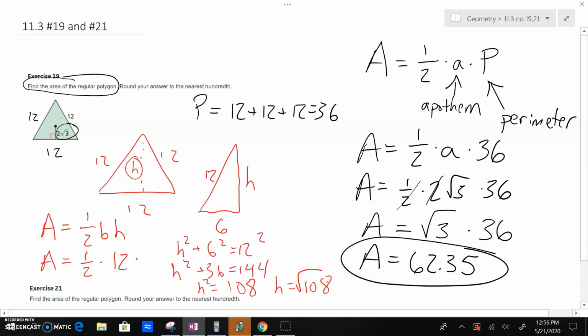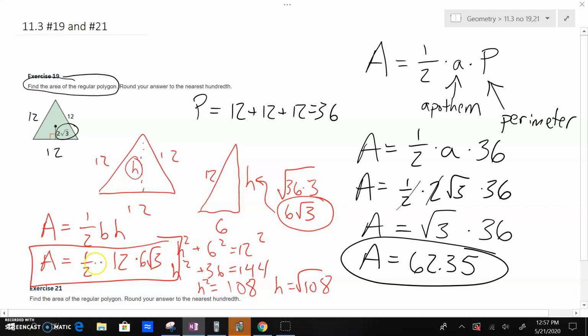From a simplification standpoint, the square root of 108, you can break up 108 into a 36 and a 3. 36 is a perfect square, so it comes out as 6 square root of 3. So our height is 6 square root of 3. And we can certainly get it as a decimal, but I'm actually doing that to prove a point here.